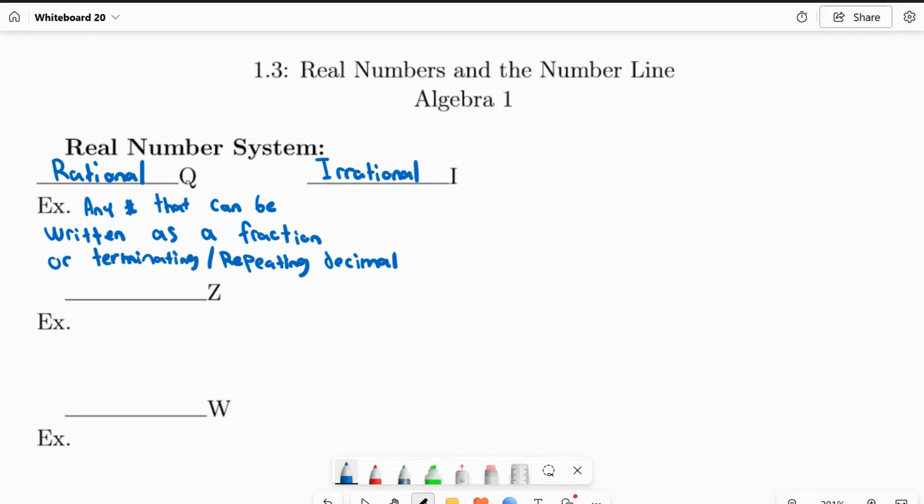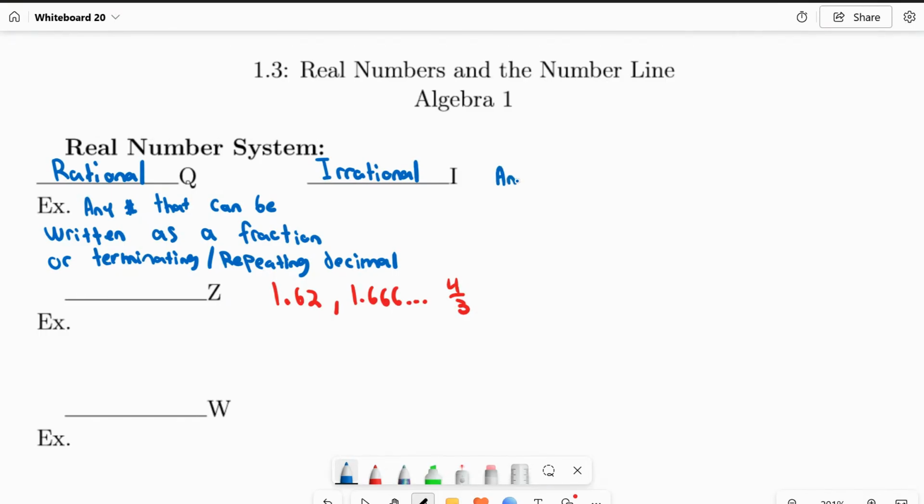So we would have something like 1.62, or it repeats, which would be like 1.666, repeating forever. And then obviously a fraction would be something like 4/3. Okay. On the other side, we have irrational numbers.